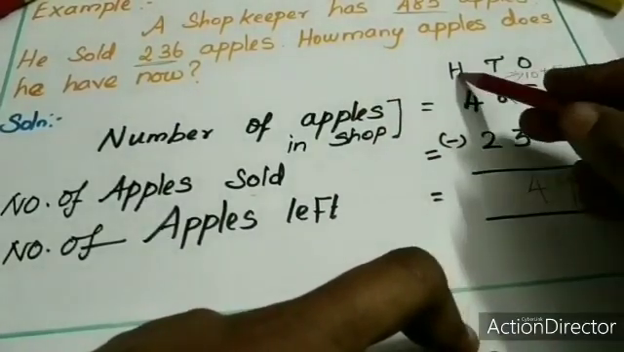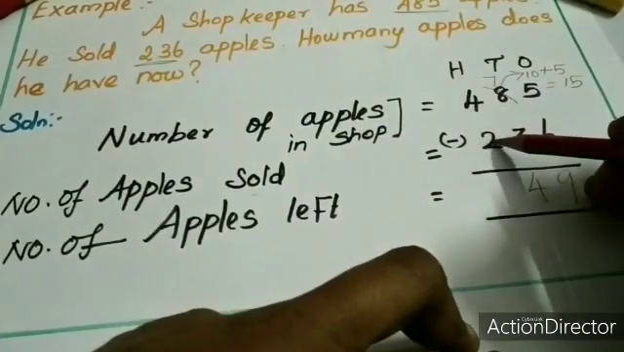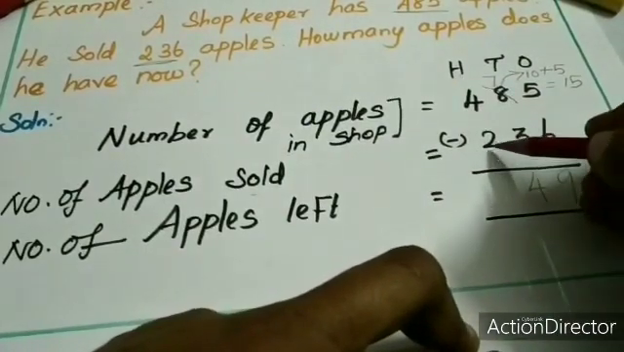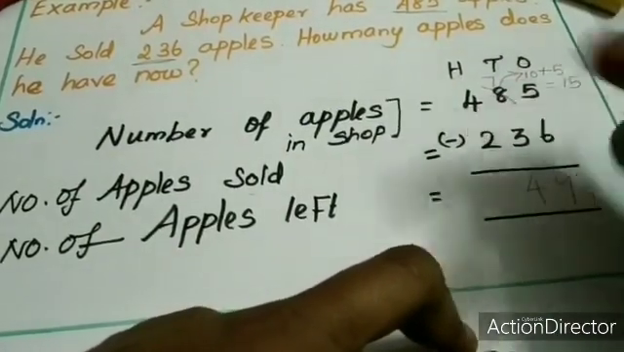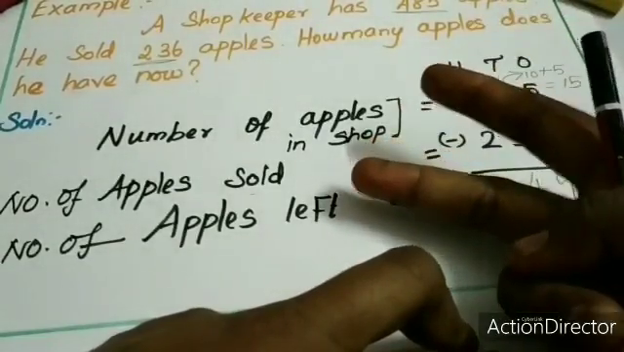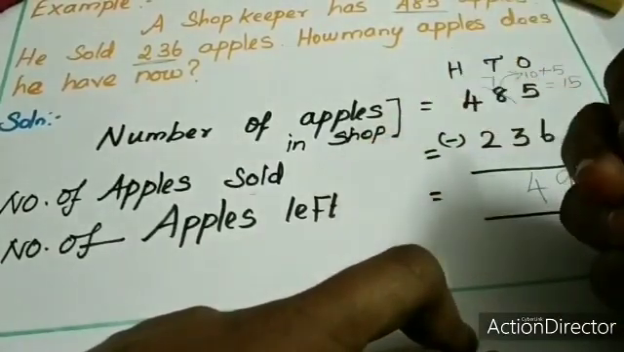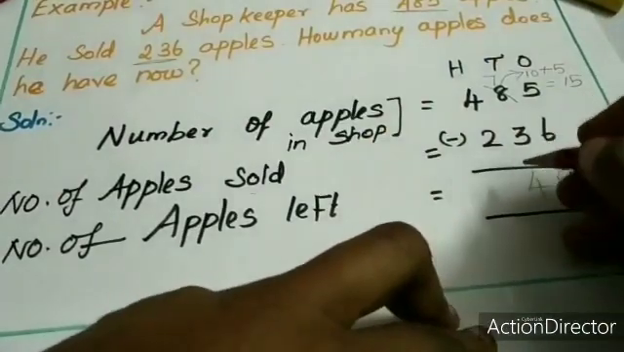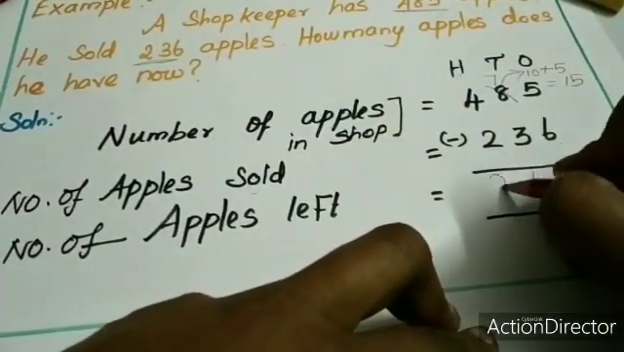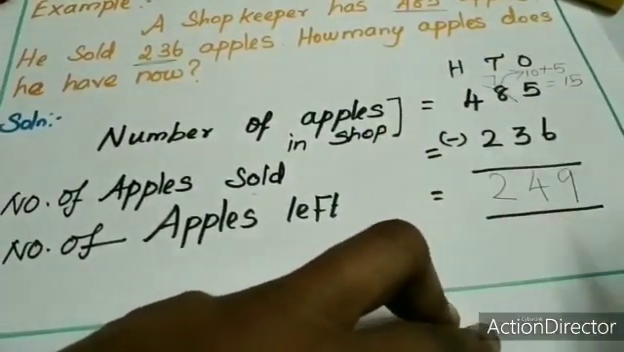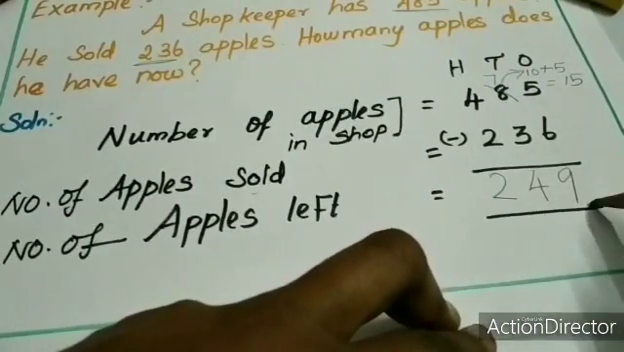Next we subtract hundreds column, 4 minus 2. That means we subtract 2 from 4. 4 in the mind, 2 in the finger, before 4, 3, 2. So we get the answer 2. So we write 2 in the hundreds place. So we get the answer 249.